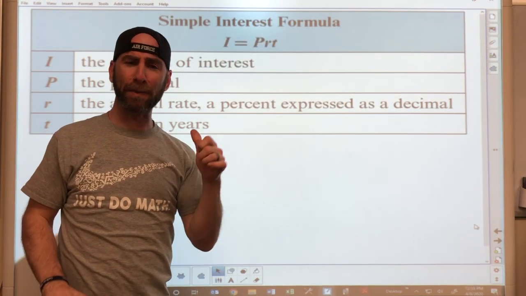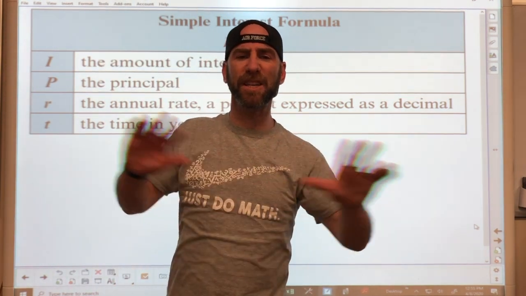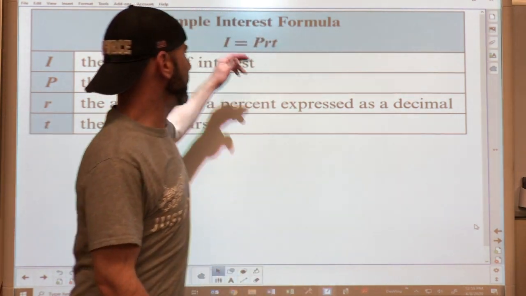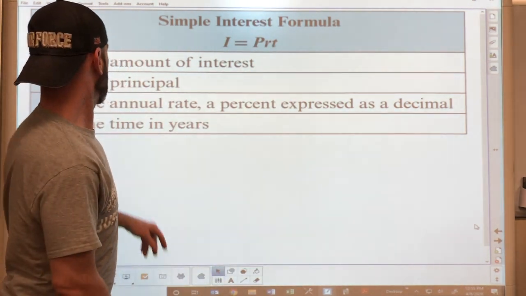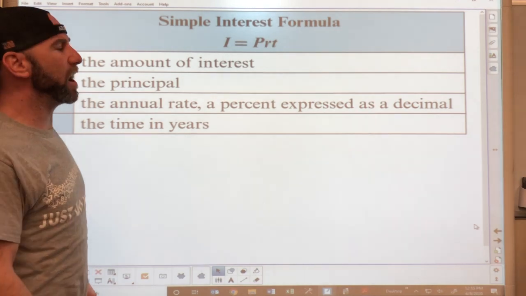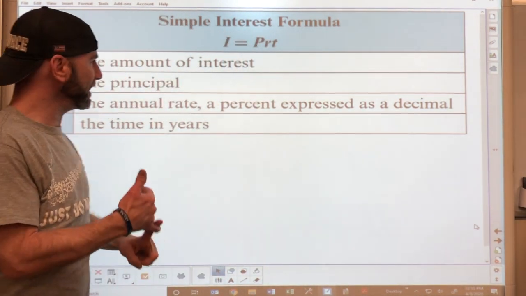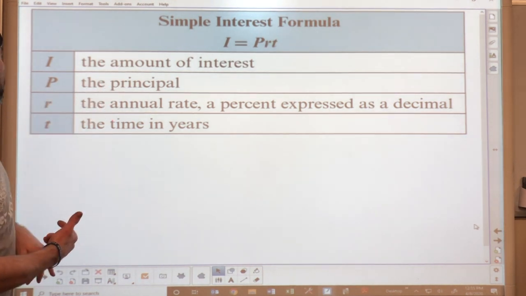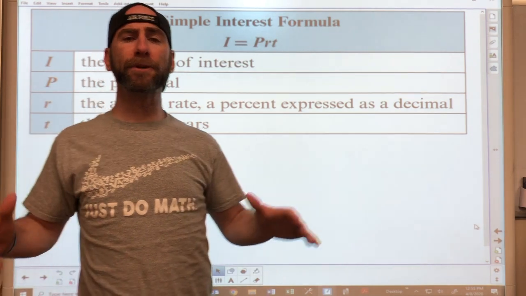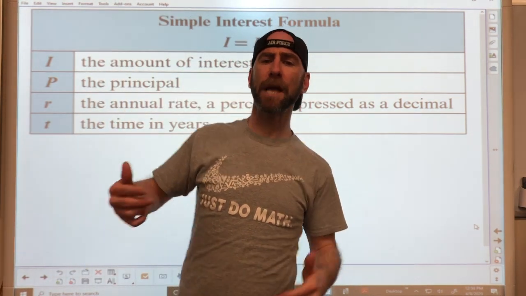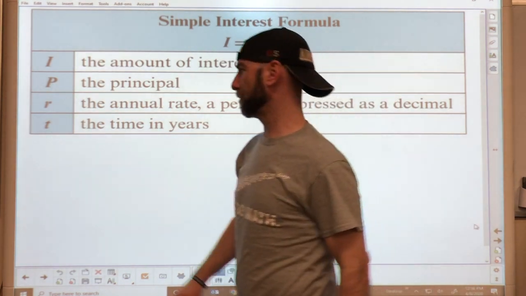We're going to look at simple interest first. Why is it called simple? For now, it just is. Here is the formula, I equals PRT, where I is the amount of interest that you earn, R is the rate, P is the principal, and T is the time in years. So you put your money into the bank. This helps us calculate how much money you earn over time.